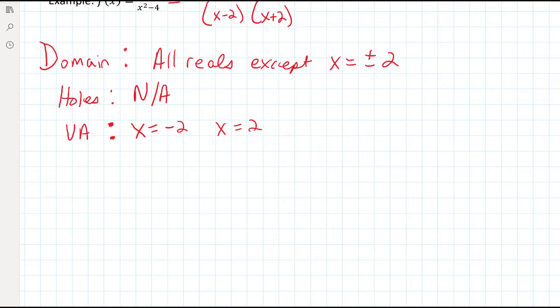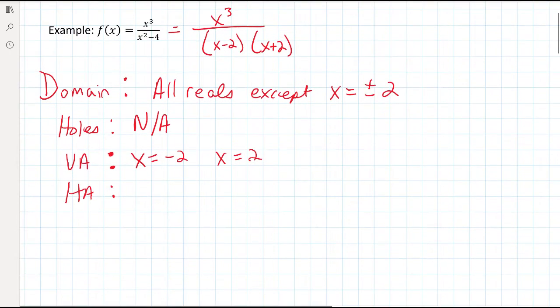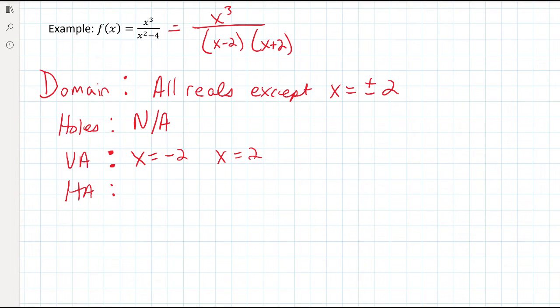All right, let's talk about horizontal asymptotes. Horizontal asymptotes are based off of the degree, which is the highest power, of both your numerator and denominator. Looking at the original function, the degree in the numerator is 3, the degree in the denominator is 2. Since the degree is larger up top, we have no horizontal asymptote.